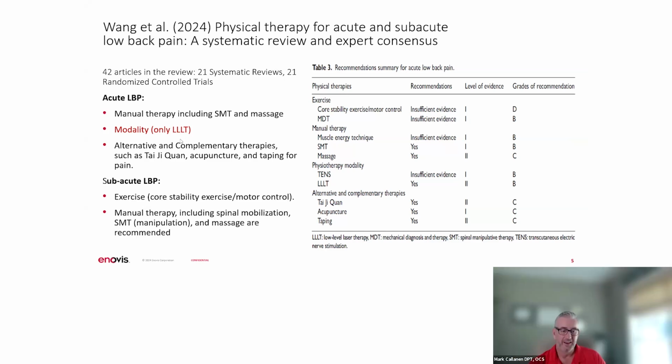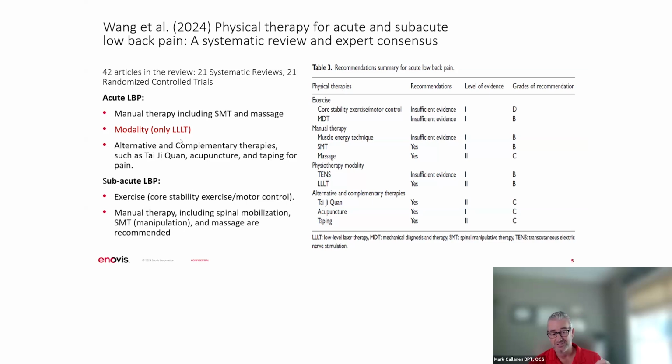Yeah. And we don't have to talk much on this one, but it supports what you were saying about laser's benefit to help your acute patients. This is a 2024 study, so super current, from Wang et al. They looked at 42 different articles, 21 systematic reviews and 21 randomized controlled trials, and take a look at everything that people are doing to address low back pain on the acute and subacute level. For the acute, the thing that stood out to me on this paper is that low-level laser was the only modality that they endorsed for acute low back pain.